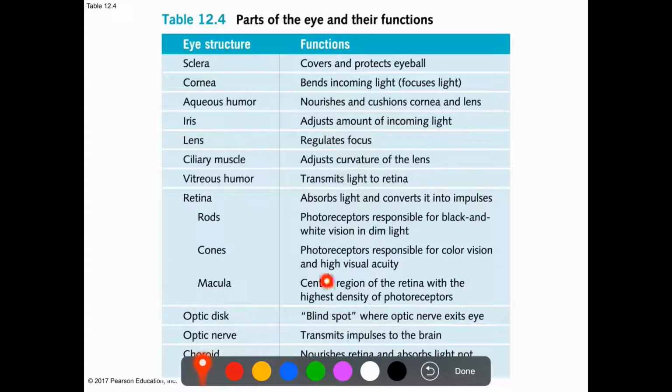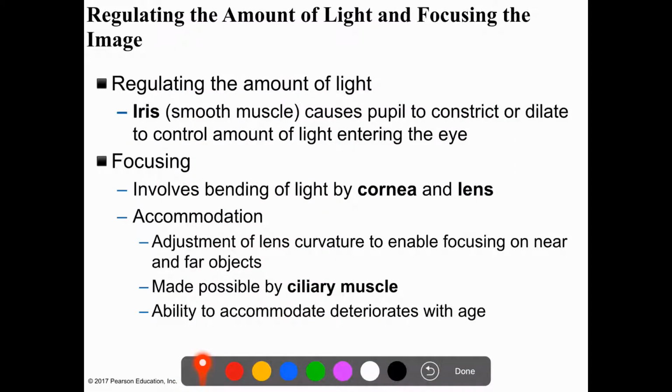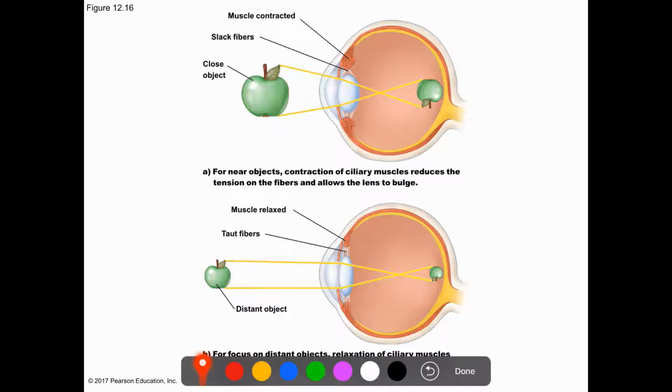Each one of them in general has different functions as they are summarized by this table. Now, for regulating the amount of light and focusing the image, we have two or maybe three major structures, depending on how you are looking at them. For regulating the amount of light, we have the iris. The iris is attached to smooth muscles, and you can think of it as a smooth muscle itself, causing the pupil. The pupil is the opening of the iris, causing it to either constrict or dilate to control the amount of light getting into the eye.